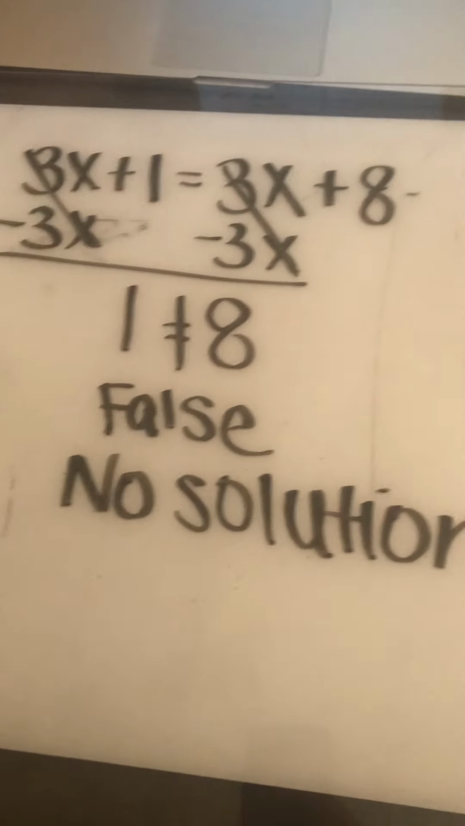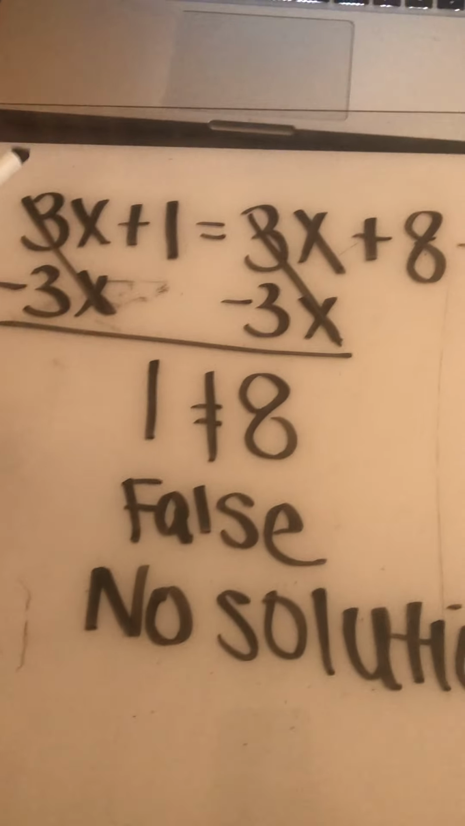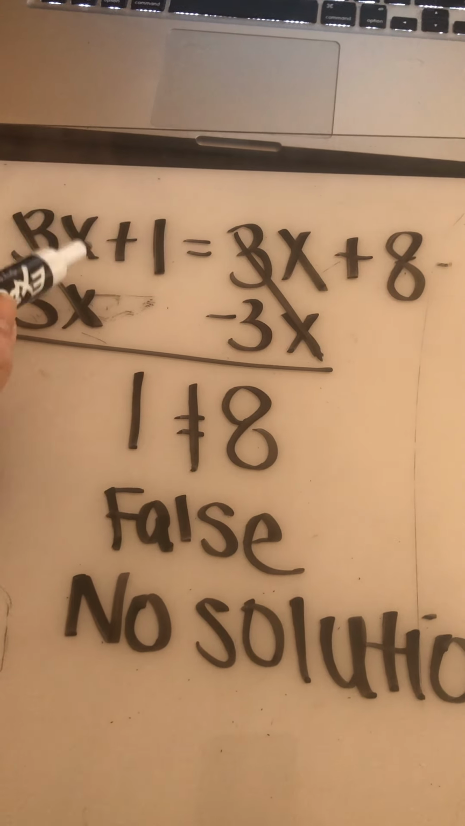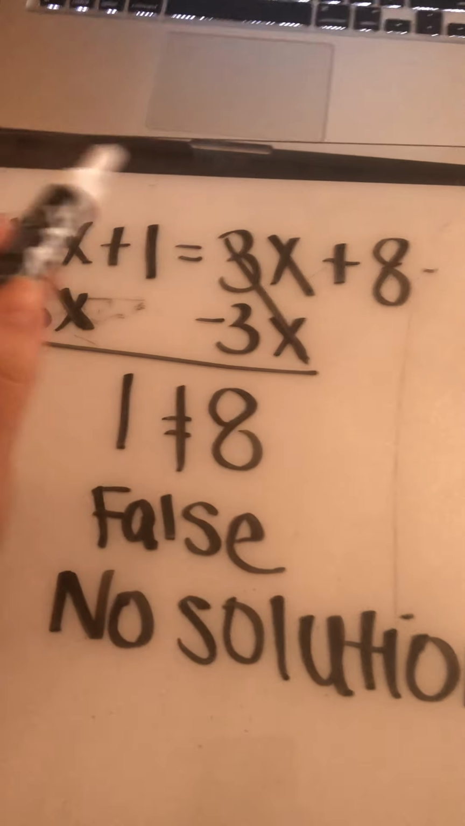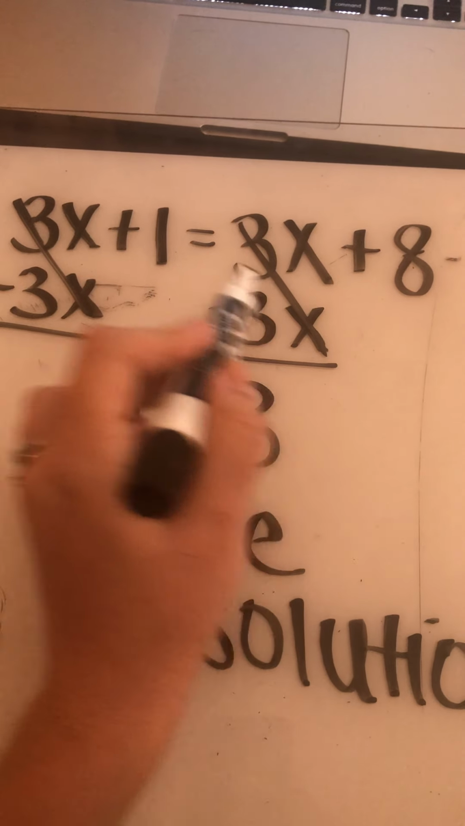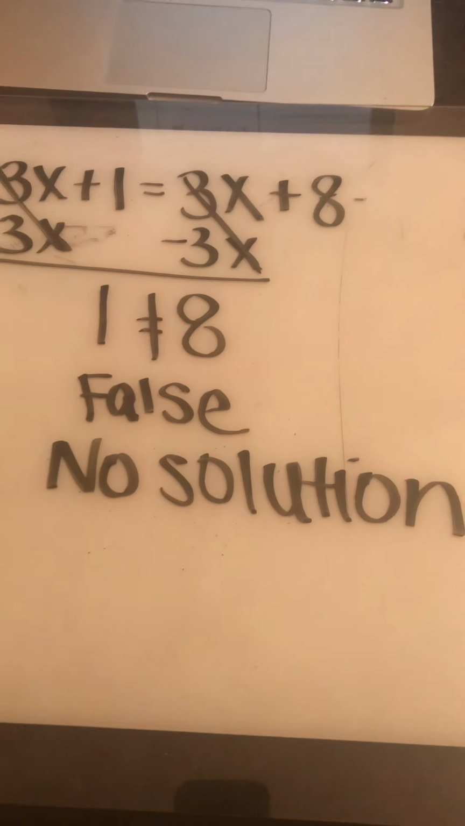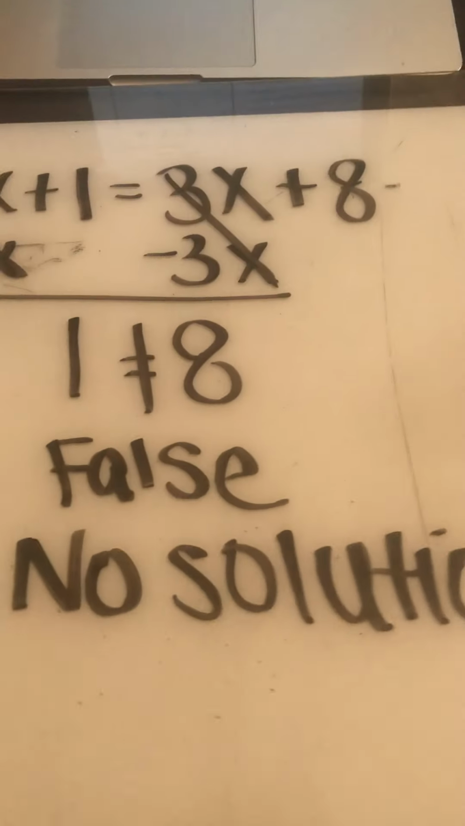Did you have to take that extra step to subtract the 3x? No, because you should have been able to look at the two expressions and see that the slopes were the same. They both were 3, and the intercepts were different. So that is your inspection part of it, right?